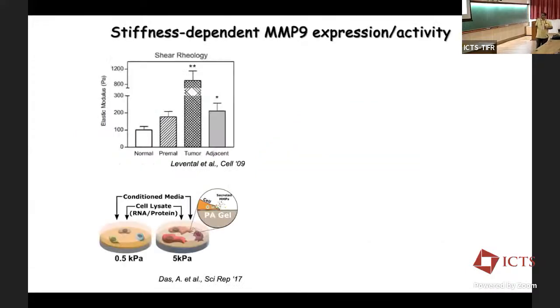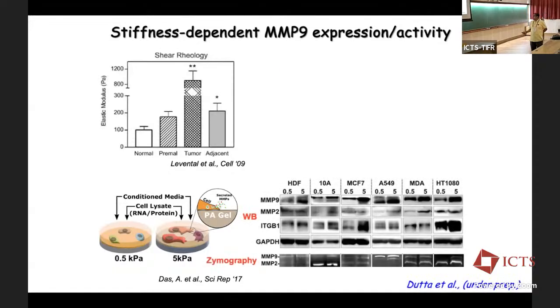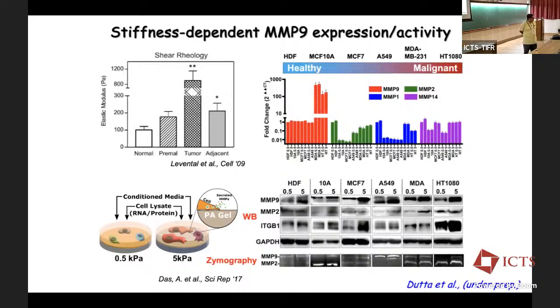I have already given you the context of the stiffening in the case of epithelial breast cancer invasion. And what we first asked was, in the context of a wide number of cancers, we did it for A549, which is a lung adenocarcinoma, MDA-MB-231, which is TNBC, as well as HT1080, which is a fibrosarcoma cell line.